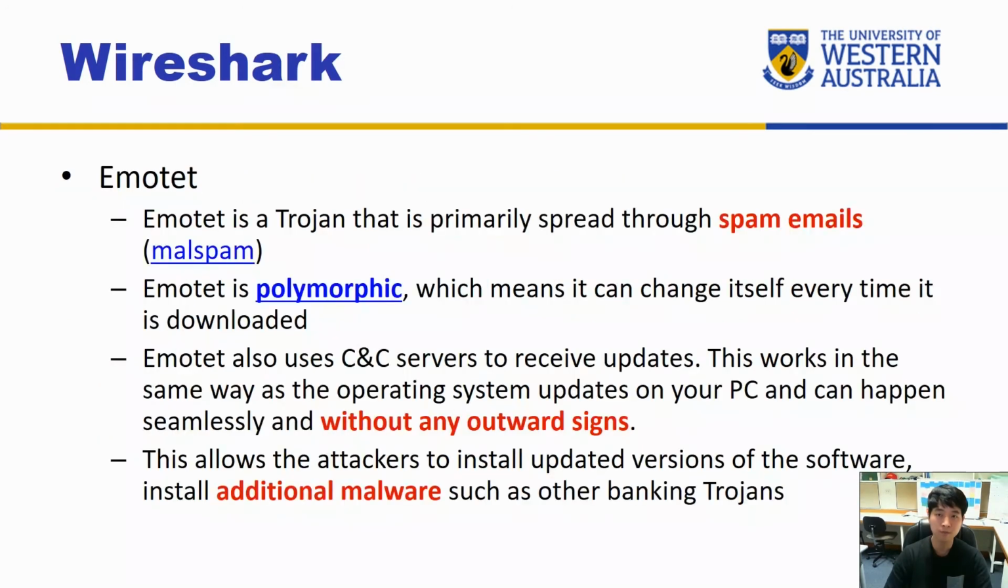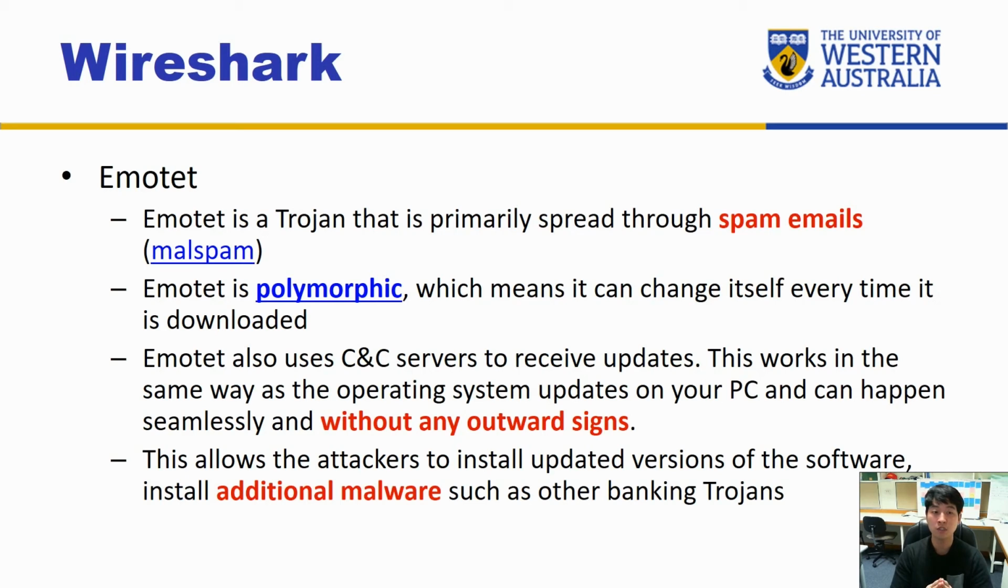Okay, so some of the examples include being able to detect Emotet. This is a Trojan that is primarily spread through spam email. So it's typically a spam email with an attachment that gets spread through. Emotet is polymorphic, which means it can change itself every time it is downloaded. So it becomes a little bit tricky to detect, especially using signatures.